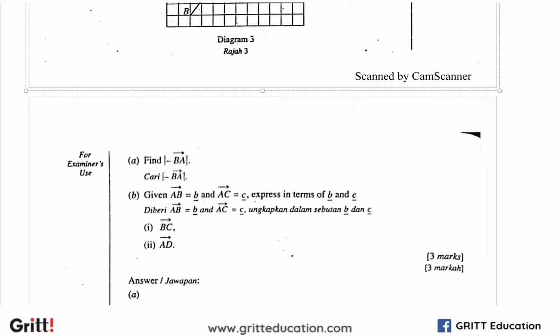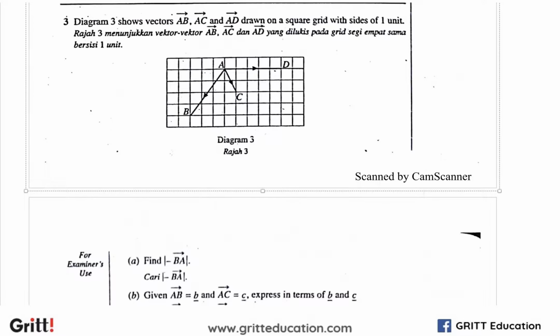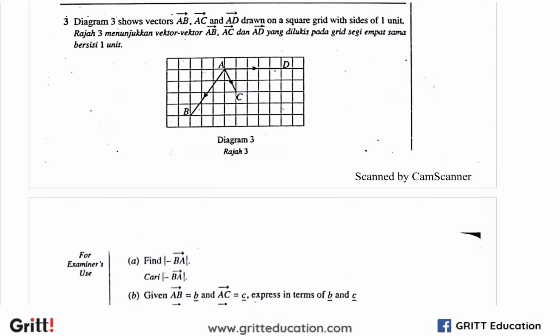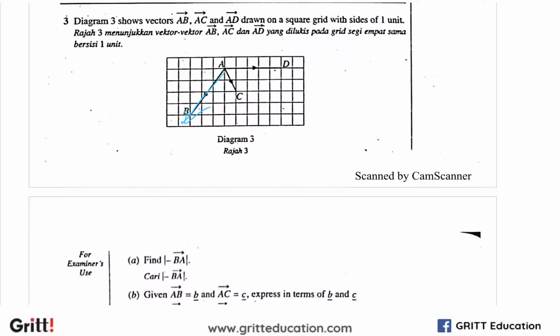A. Find the modulus of negative BA. So you're trying to find the magnitude here. Negative BA is actually referring to this direction. Let me use green. So it's this way, if you can see it. So it's that one.